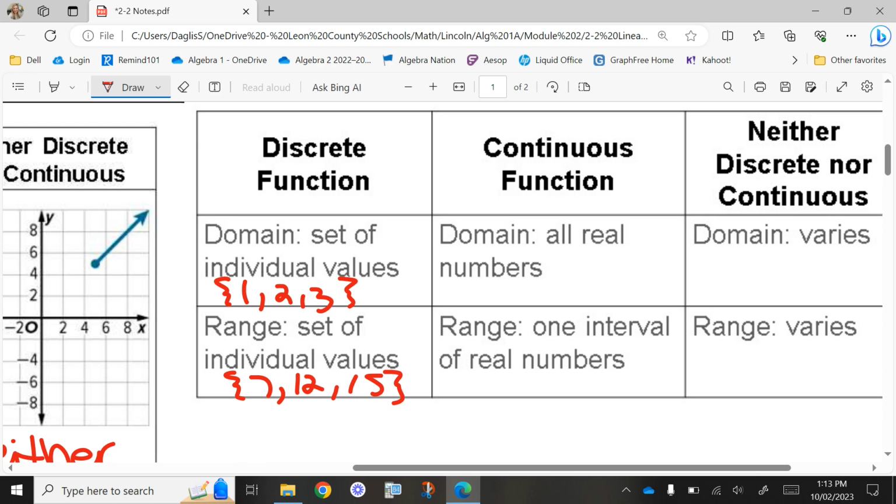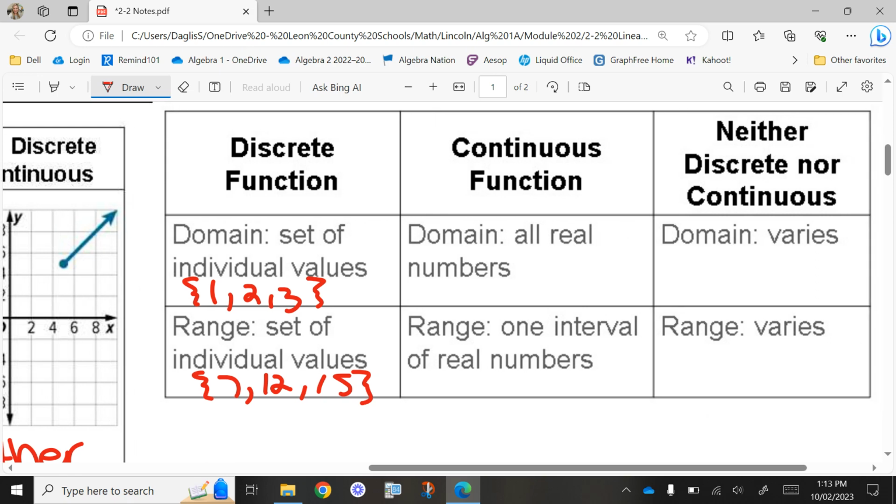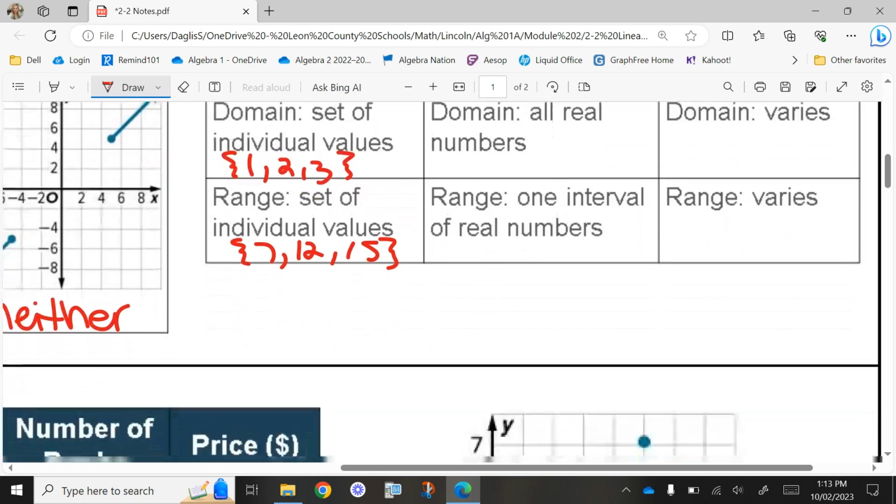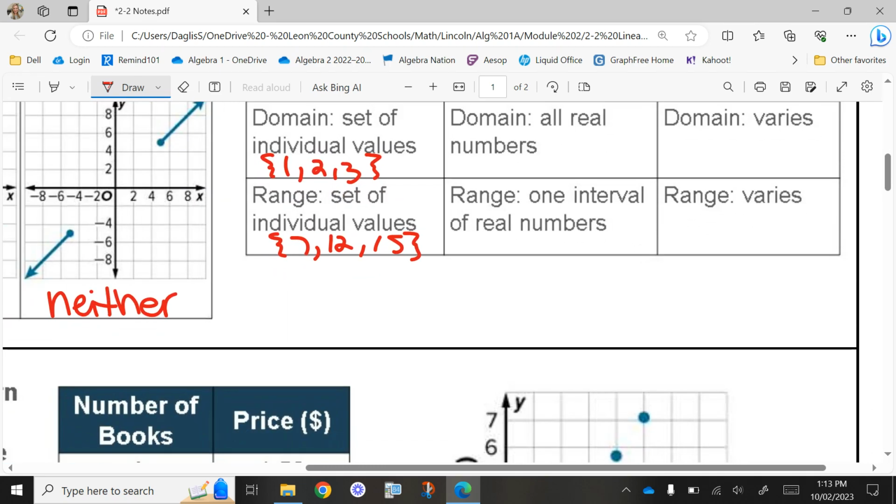And then the things that are neither are all over the place, and we'll deal with that when we need to. Okay, their domain and range is going to vary based off of what kind of concoction they give us. Okay, so ready to do some? How about now? A little bit.